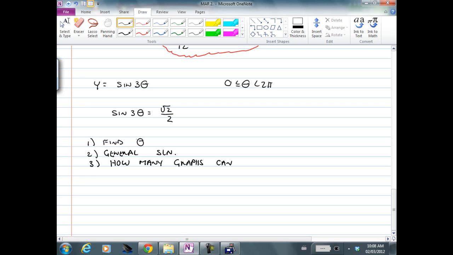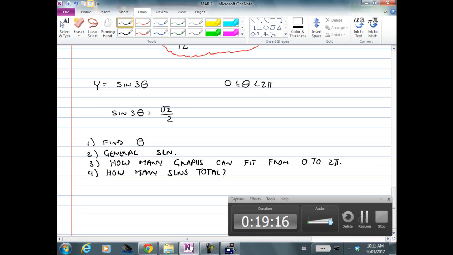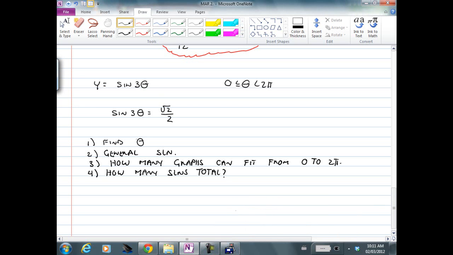Can you have half graphs? Nope, it has to be perfect graphs. No half graphs can fit from 0 to 2 pi. How many solutions do you think there are? In order to understand how many solutions, you've got to figure out how many graphs can fit from 0 to 2 pi. I'm going to pause it because I'm going to just start with find theta.